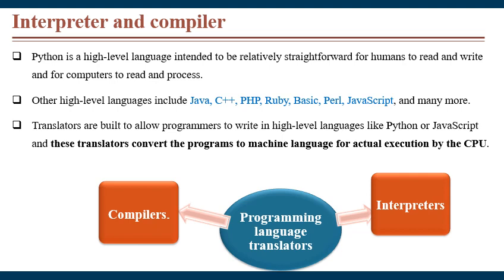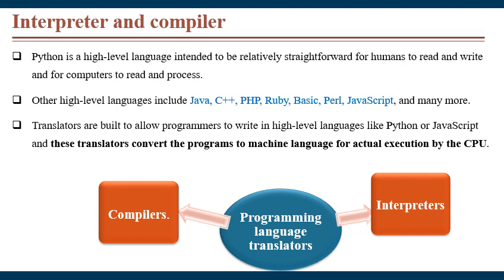Python is a high-level language intended to be relatively straightforward for humans to read and write, and for computers to read and process. Other high-level languages include Java, C++, PHP, Ruby, Basic, Perl, JavaScript, and many others. البايثون بيصنف كهاي ليفل بروجرامينج لانجويج زي العديد من اللغات البرمجة الأخرى المستخدمة زي الجافا والسي بلس بلس وأمثلة كتير متعددة.